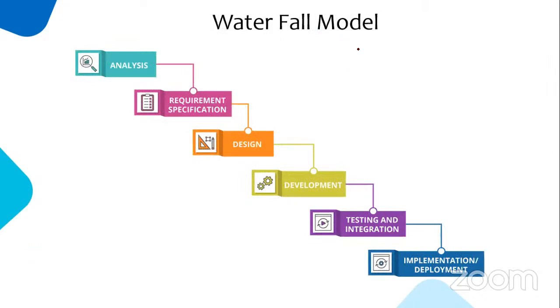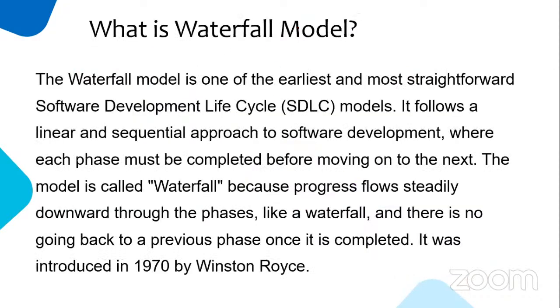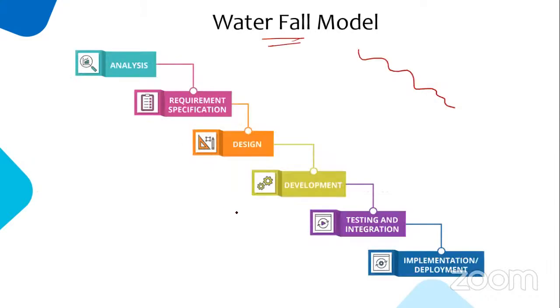You can understand it's like the shape of a waterfall, right? This is how a waterfall will come from top to bottom. That's why it is called the waterfall model. It is one of the earliest and most straightforward SDLC models. It follows a linear and sequential approach to software development. In other words, it has all the same steps which we discussed earlier. First, it starts with the analysis, then the requirement specification document will be created.